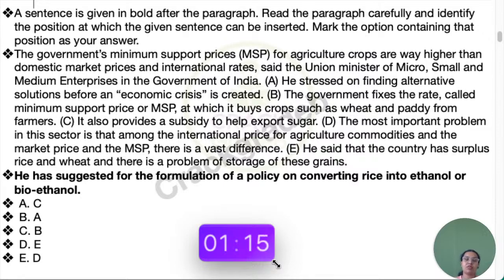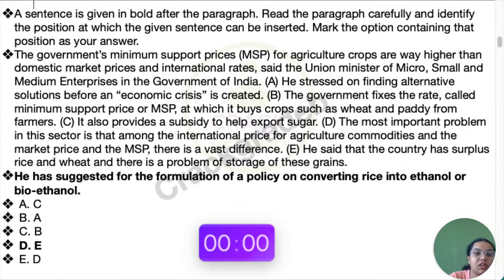Pattern is same as of earlier. The right place to put this sentence is E, that is option number D.